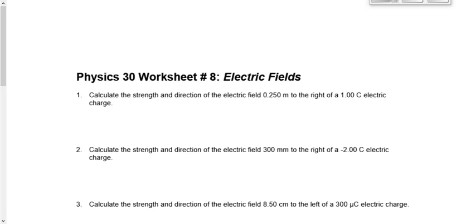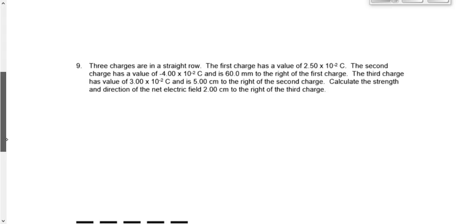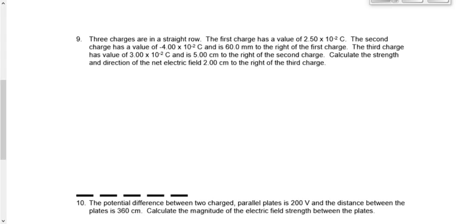Let's have a look at one question from our homework on worksheet number 8, specifically question number 9, where we had three charges in a row. And we wanted to find the net field strength as a result of those three charges. Let's draw this out. It's critical in these questions, just like in those questions where we had three charges and wanted to find the force acting on one due to the other two, that we draw a diagram here.